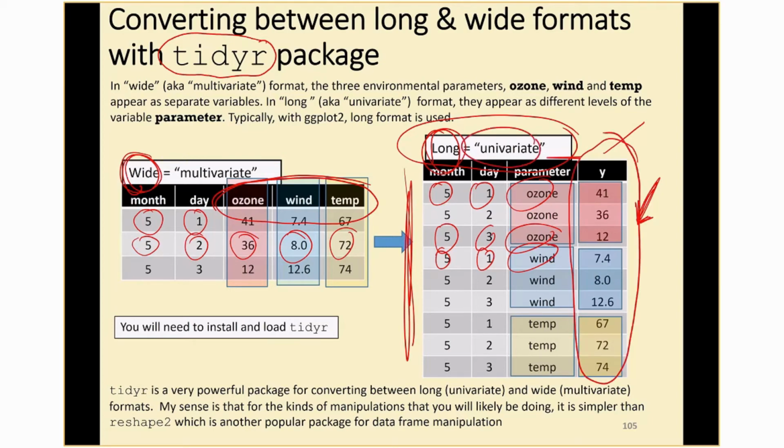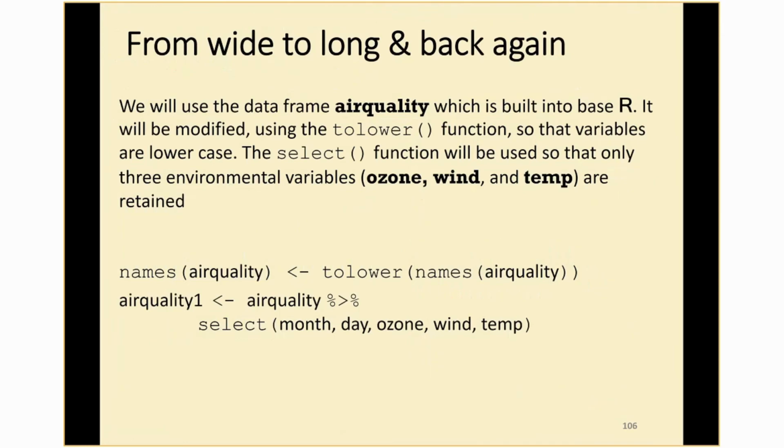Consider it to be univariate because in a sense there's only one dependent variable that's called y, and ozone, wind, and temperature are deemed to be predictor variables. So in order to demonstrate this process of going back and forth between wide and long formats, I'm going to use the data frame air quality, but I'm going to begin with a couple of modifications.